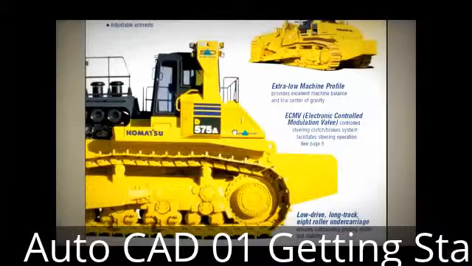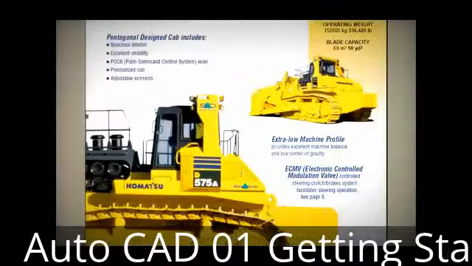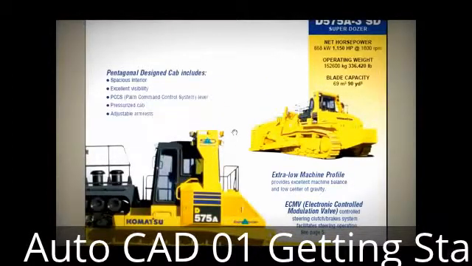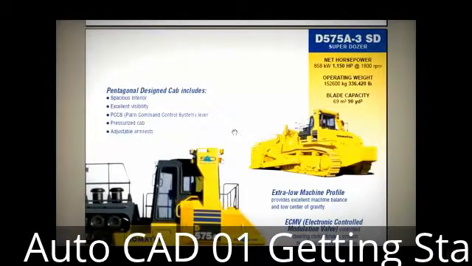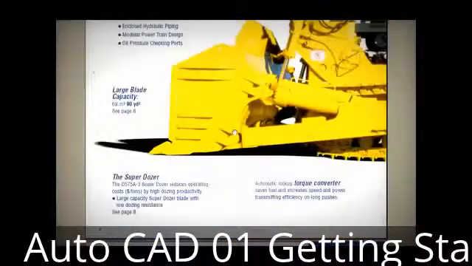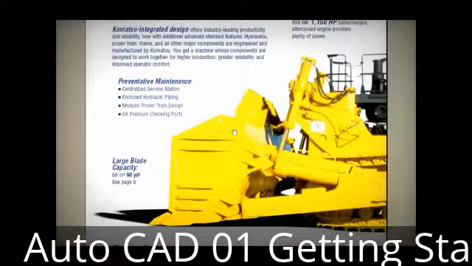Check this out. The world's largest bulldozer, the Komatsu D575A-3 Super Dozer. 1,150 horsepower, weighs 336,420 pounds, has a blade capacity of 90 cubic yards. Sweet.